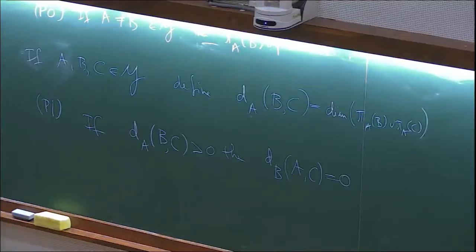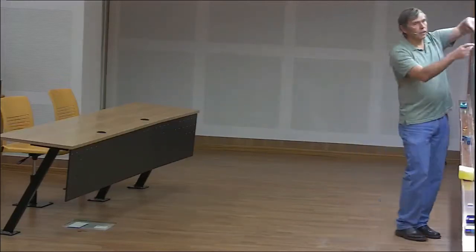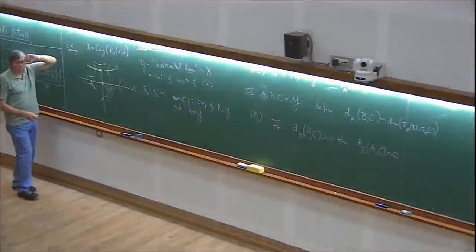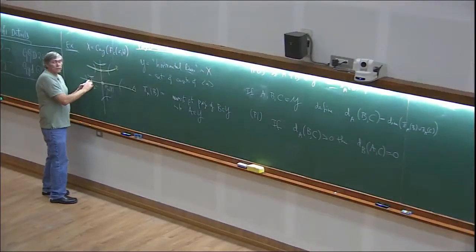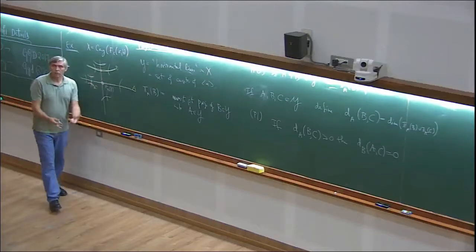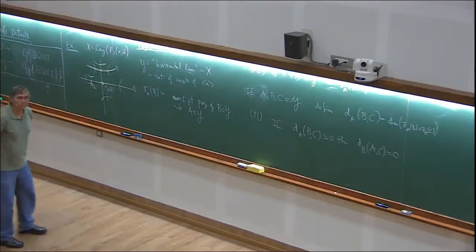So you can see that in this picture, right? If I project onto A, then B and C project to different points, and so the distance on A is positive. But that means that if I project A and C to B, I get the same projection, so the distance is zero. And if I project onto C, both A and B project to the same point, so the distance is zero. So two of the three numbers are necessarily zero.